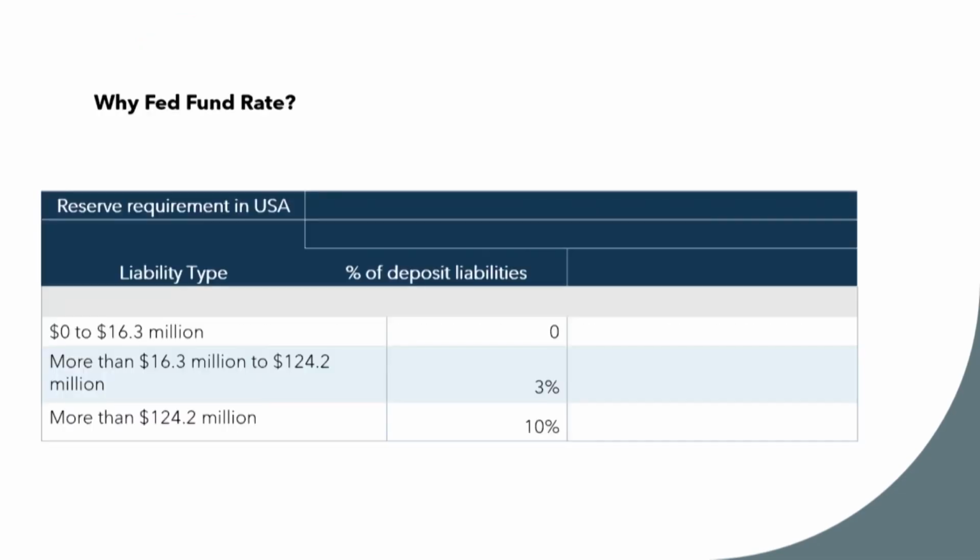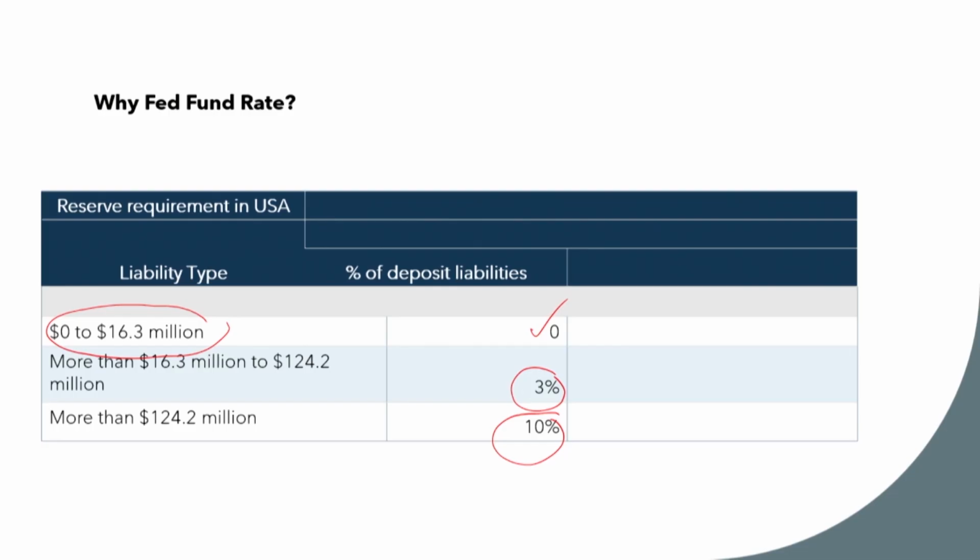So the important question is, why the Fed fund rate? The reason is that large commercial banks need to keep 10% of their total deposits with the central bank, and small banks need to keep 3%, and those banks with deposits less than 16.3 million don't need to keep any reserve. So in this case, some banks will always face a deficit or shortage in meeting the reserve requirement, and then they will borrow from other banks that have surplus funds.